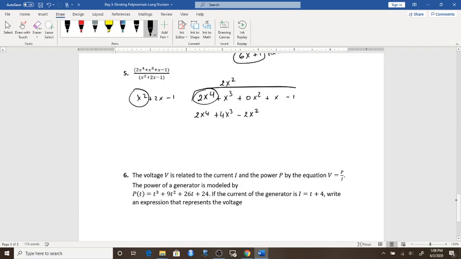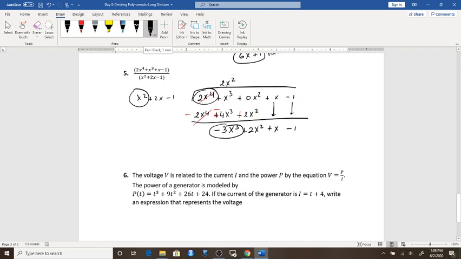We change the sign. Negative, negative, and this becomes positive. So now, this will simplify. X cubed minus 4x cubed is negative 3x cubed. 0x squared plus 2x squared is 2x squared. And then we bring down the x and the negative 1. So we repeat the process.